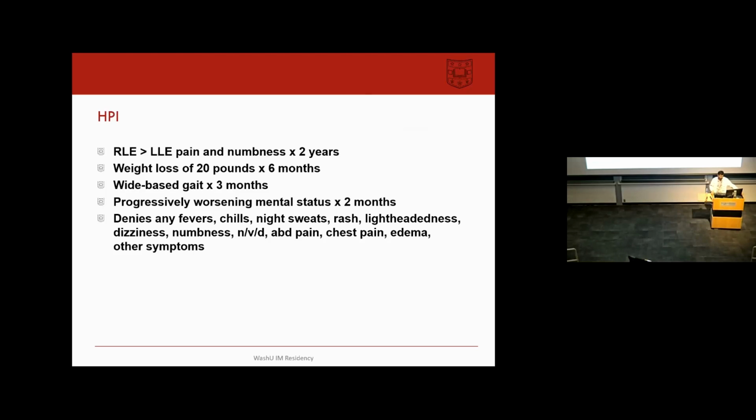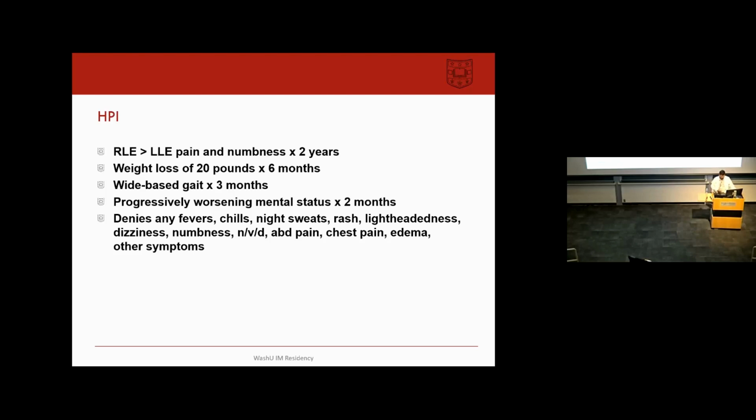It started out with some short-term memory loss and some dysarthria, and then progressed to the point where she was oriented only to herself, and she wasn't able to complete any of her activities of daily living, really in the week prior to admission. Besides that, she or her husband denied any fevers, chills, B symptoms, skin symptoms, lightheadedness, dizziness. I wrote numbness there, but that's not correct. GI symptoms, cardiopulmonary symptoms, nothing else going on.